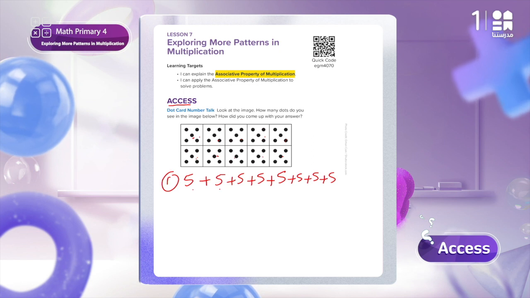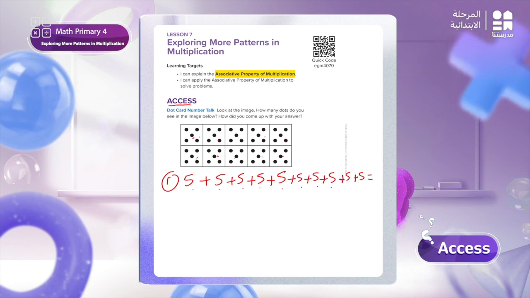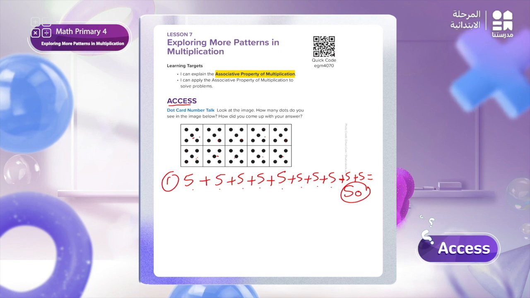1, 2, 3, 4, 5, 6, 7, 8, 9, 10. After I wrote 5 10 times, if I add 5 10 times, the answer will be what? Yes, the answer will be 50. Okay, so here I have 50 dots.